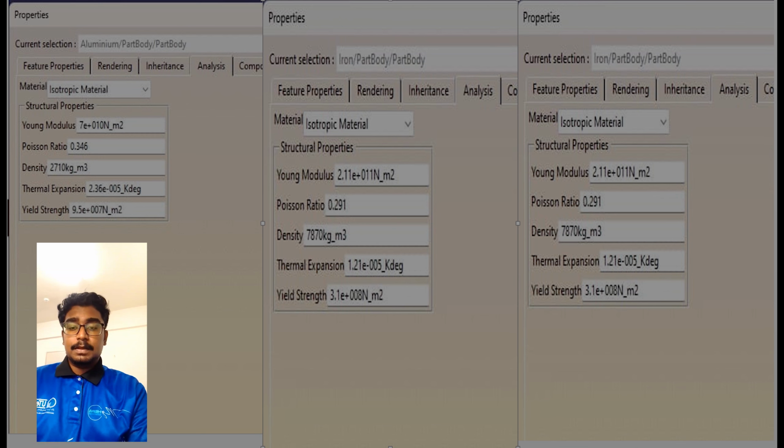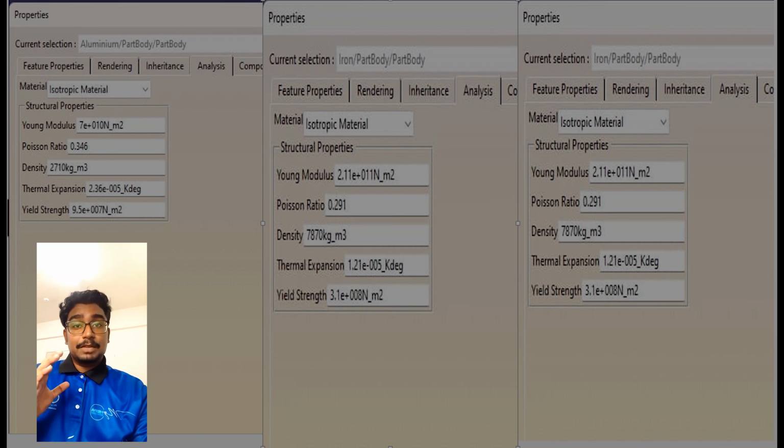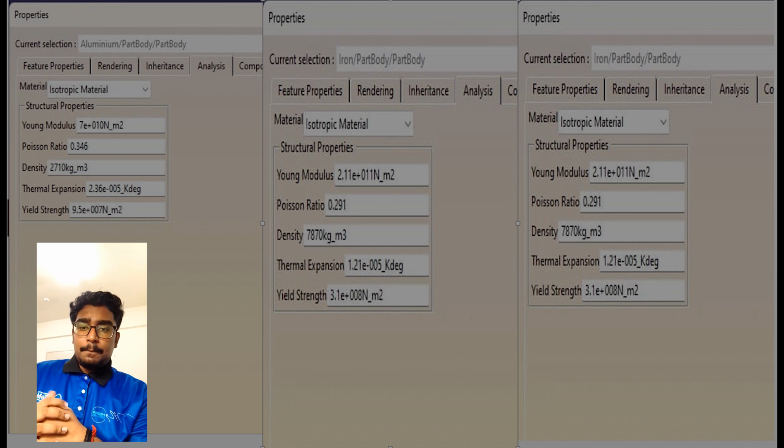Next, for steel, the Young modulus is 2 e to the power of 0.11 Newton per meter square. The Poisson ratio for steel is 0.266. The density of steel is 7,860 kilograms per meter cube. The thermal expansion for steel is 1.17 e to the power of negative 0.05 per Kelvin degrees. The yield strength for steel is 2.5 e to the power of 0.08 Newton per meter square.